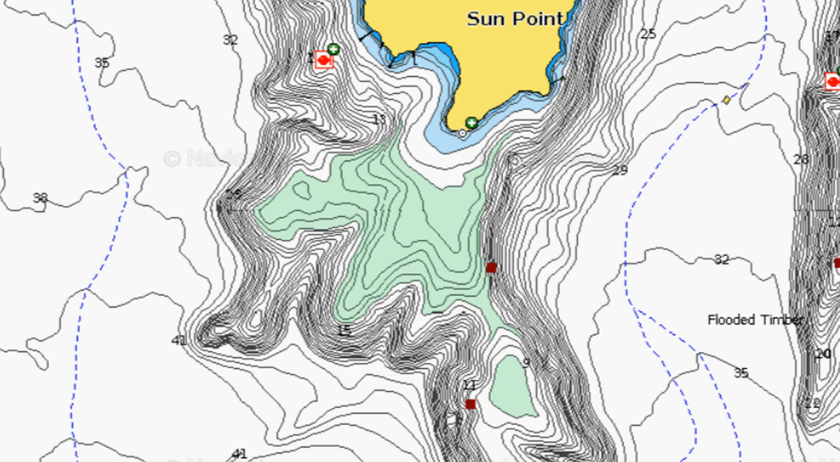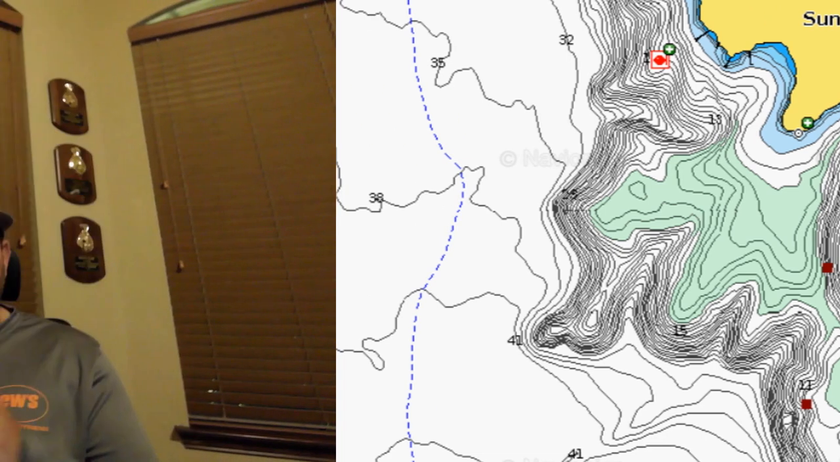So if you're looking for flats, really what you're looking for is just places where you don't see any contour lines or you see very few contour lines. That's a flat. So a flat's not always going to be in the back of a cove. A flat can be on top of a point, or out just off the land a little bit, and you've got a nice little flat that sticks out. So there's all kinds of ways you can determine if there's a flat or not. But don't be confused into thinking that flats are just in the back of coves, because you'll overlook some really good fishing spots.